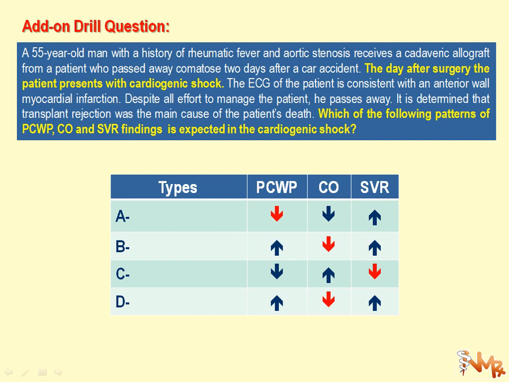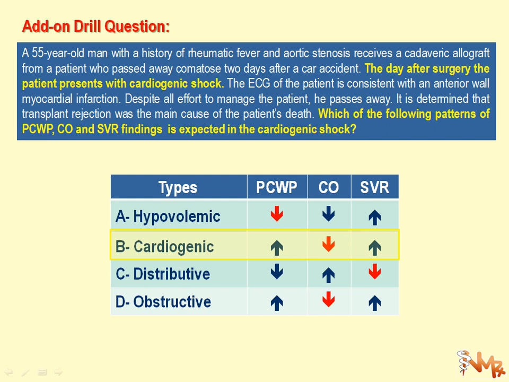If you answered option B, you are correct. Option B is cardiogenic shock. Option A is hypovolemic, and because of hypovolemia, the PCWP is primarily low, which translates into low cardiac output. Incidentally, we also covered in earlier videos the concept of anaphylactic shock. Can you tell me which of these 4 patterns is associated with anaphylactic shock? That one is option C, distributive shock.